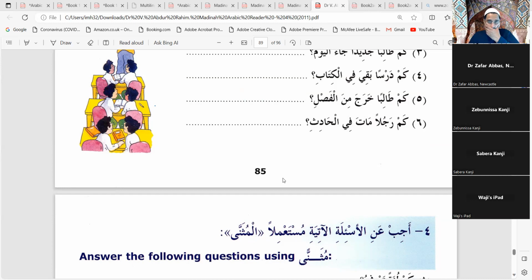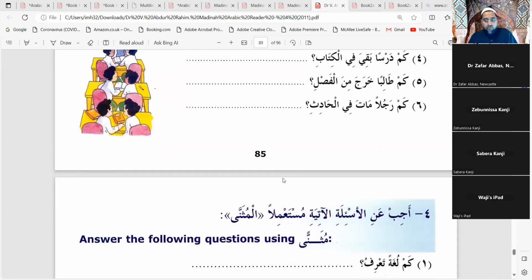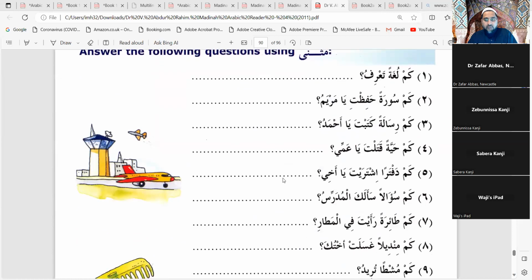Kam rajulan mata fil hadithi? Hadithi means accident. How many men died in the accident? Correct. So I can say mata rajulani. Brilliant. Thank you for that.